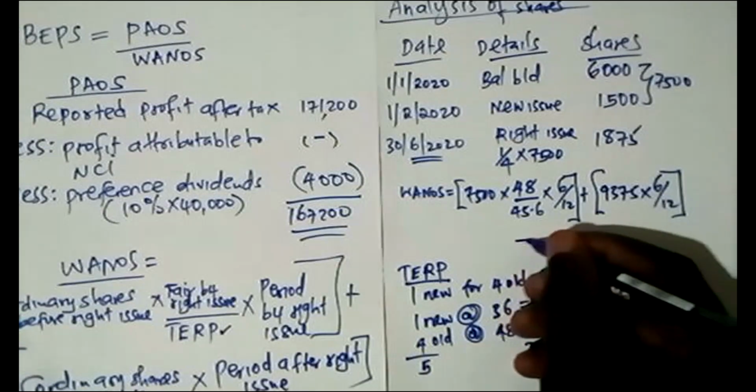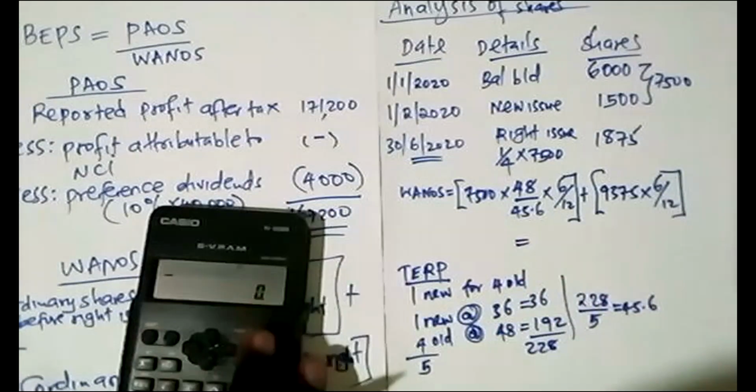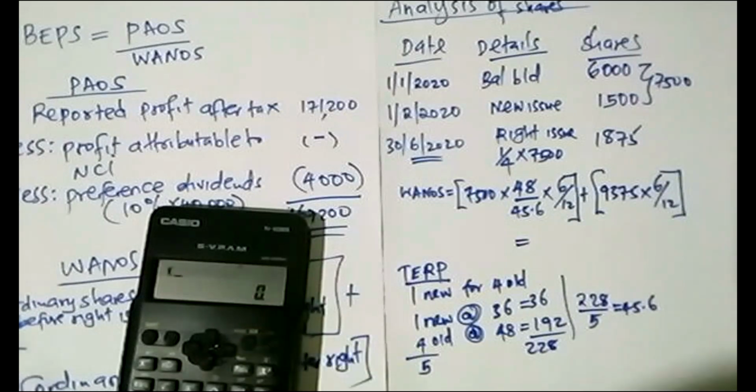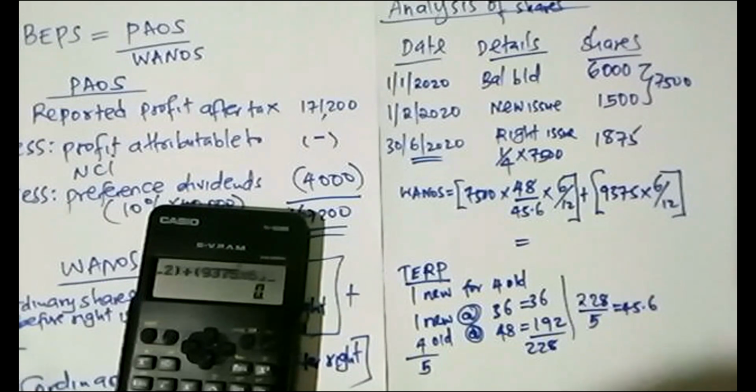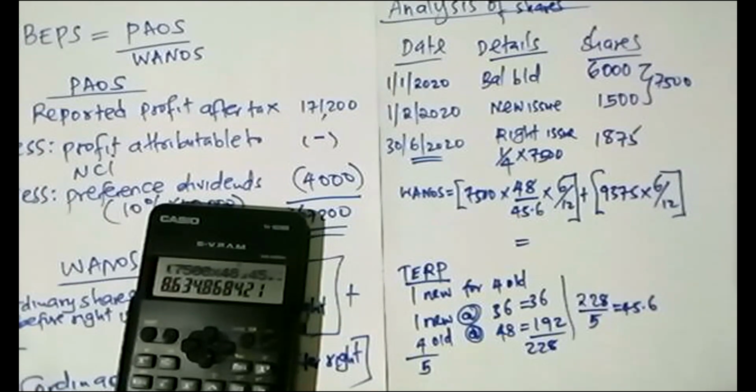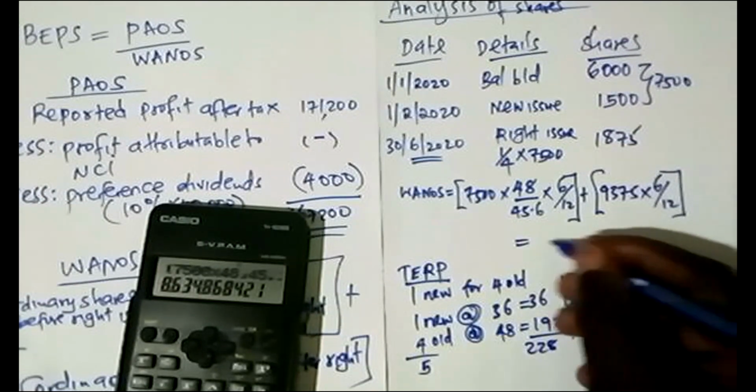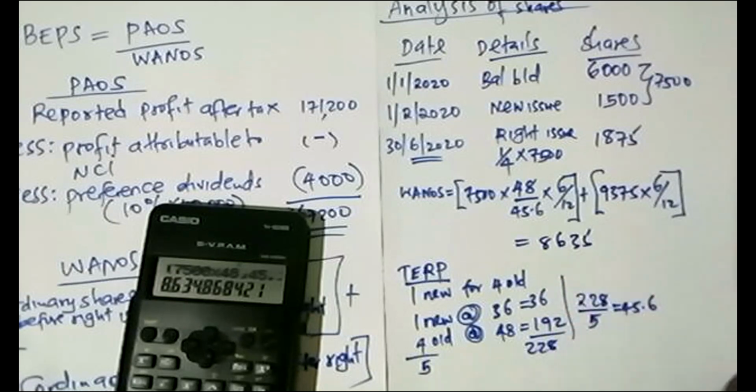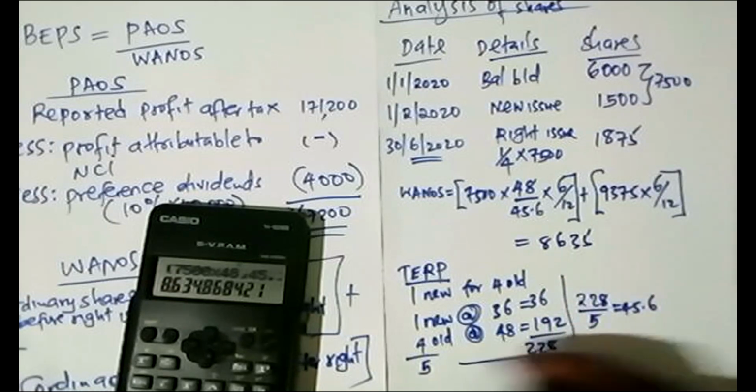I can use my calculator to get the answer. We can input directly the way we have written. So 48 divided by 45.6, multiplied by 6/12, then we add 93.75 times 6/12. I'm getting 86.35. So I can say that the basic earnings per share here.